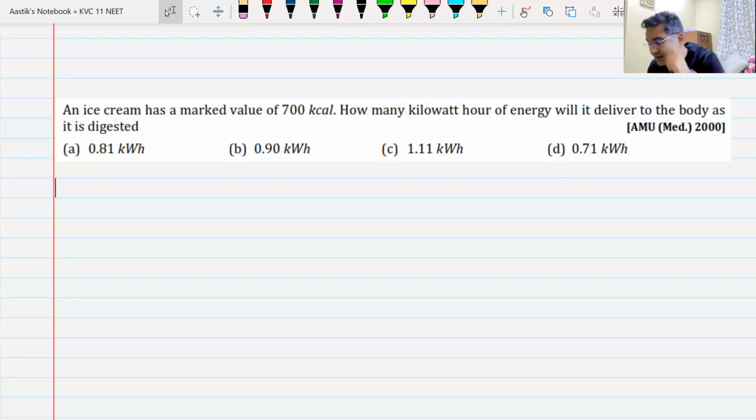This is a simple question. An ice cream has a marked value of 700 kilocalorie. How many kilowatts of energy will it deliver to the body? So how much energy you will get in kilowatt hour when you eat it? So it's basically a question based on conversion. I'll give you a minute to get me the answer for this one.